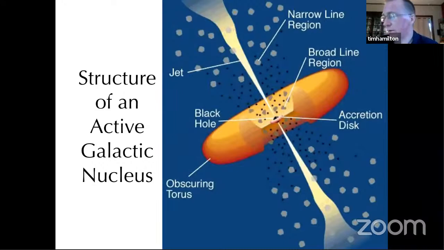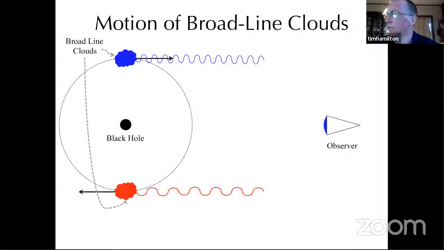We also have the jets in about 5 to 10% of cases, which are plasma jets moving at near light speed, and that produces synchrotron radiation. But we won't get to that here.